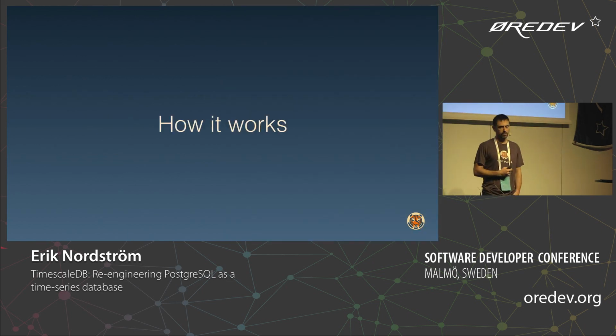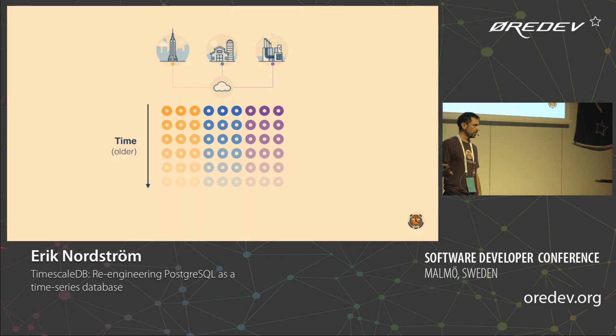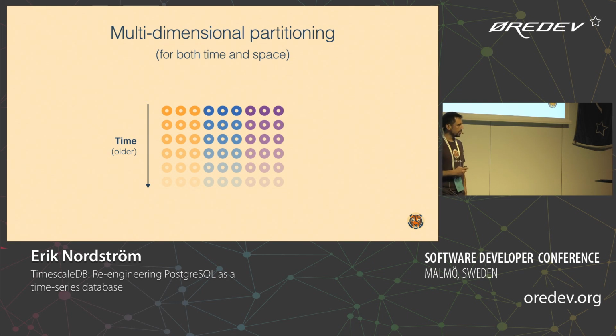So how does this work? To explain this, I'm going to walk you through an example. Let's say we deploy sensors in various buildings where we collect maybe temperature readings, humidity, or whatever. So we have this data coming in from various sources into a database. What we do is something we call multidimensional partitioning. We do this in both a time and a space dimension.